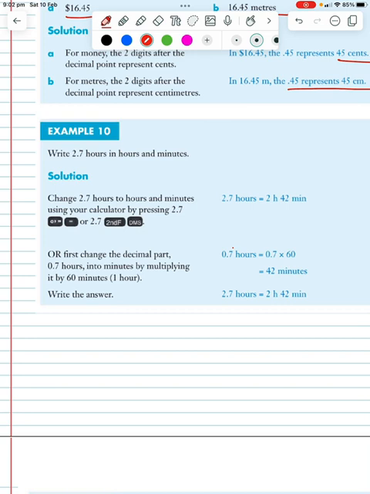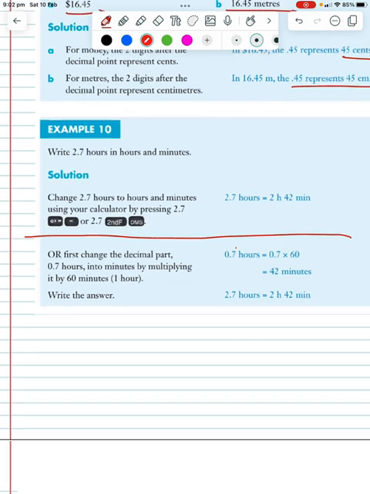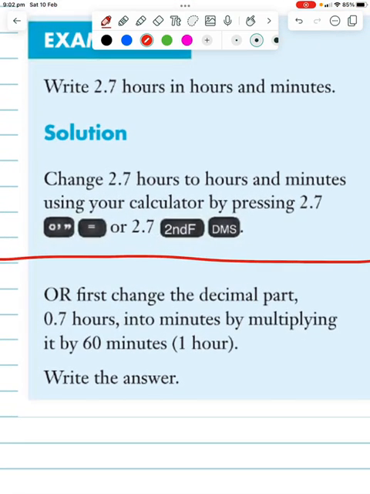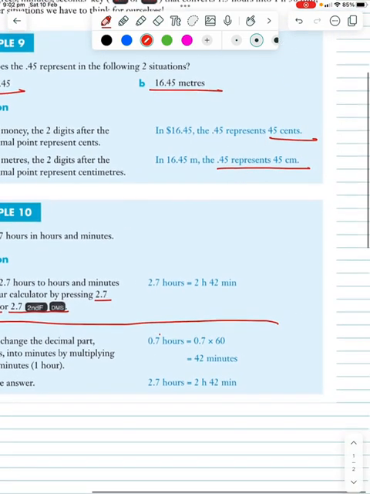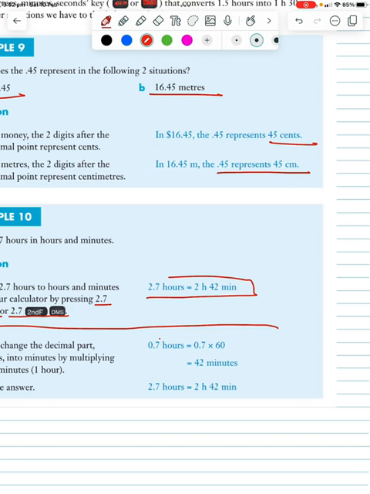So we want to write 2.7 hours in hours and minutes. And I'm going to show you two ways to do it. I'm going to put a line between them so we don't get confused. So depending on the type of your scientific calculator, you can press 2.7 and then the little circle, apostrophe, quotation mark key and then equals. If you don't have this key here, you're going to press 2.7, second F, which stands for second function, and then the DMS. And what will happen is it will spit out your answer of 2 hours and 42 minutes.